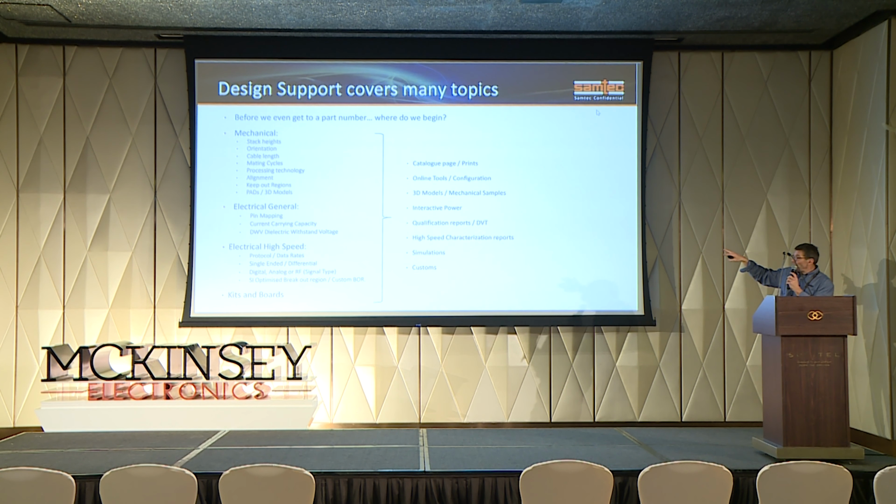Now, the further we go down the list, the more complex it gets and the higher speed we end up with. You get down to qualification notes, DVT, high-speed characterization reports. So we can create these as customization based on, say, PCI Gen 5, Ethernet 100 gigabits. And we can do simulations, S-parameter models to look at full channel analysis. So there's a whole bunch of extra support we have outside of creating part numbers.